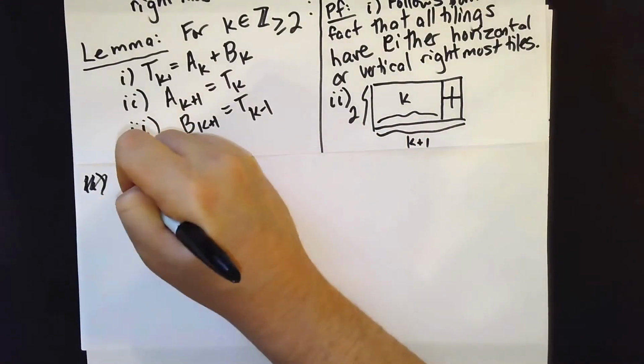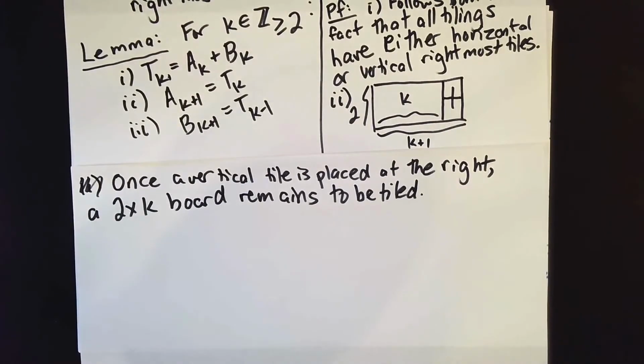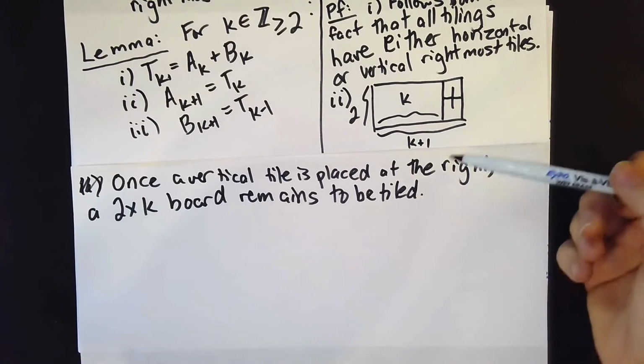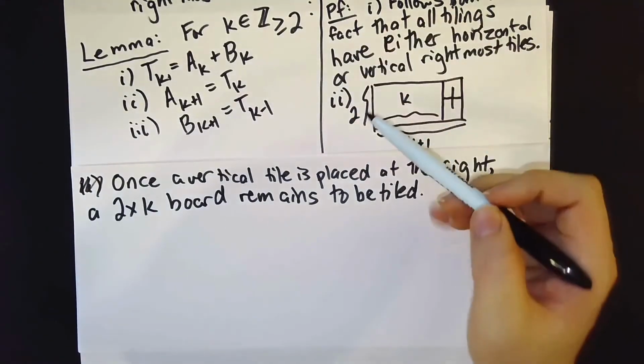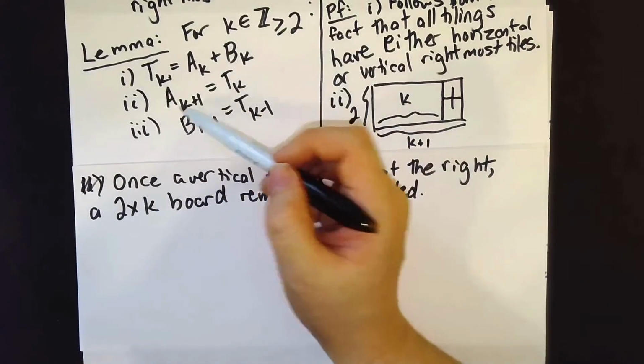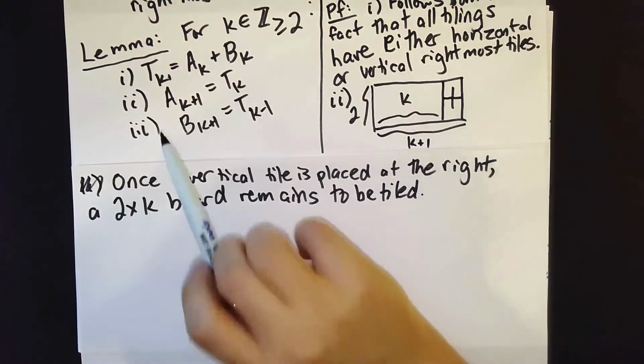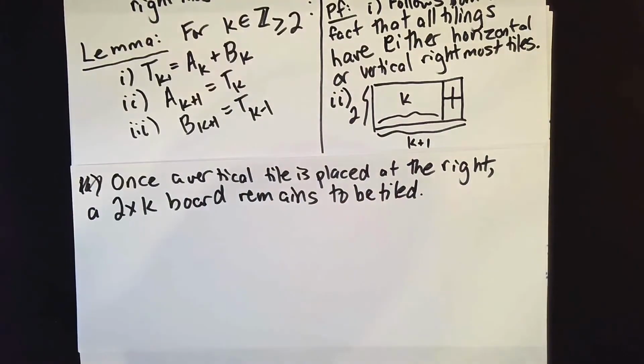And then you can follow up the picture with something like, once a vertical tile is placed at the right, a 2 by k board remains to be tiled. And that's really just by definition saying that if I go to tile a 2 by k+1 board, and I put a vertical tile at the right, then the number of ways to do that is exactly the same as the number of ways to tile a 2 by k board.